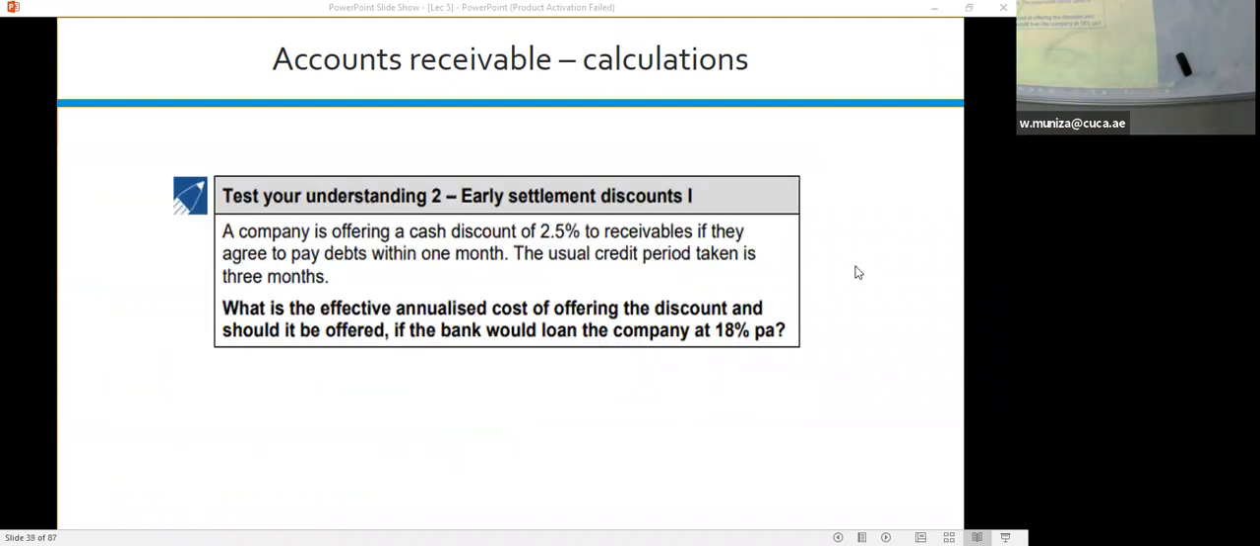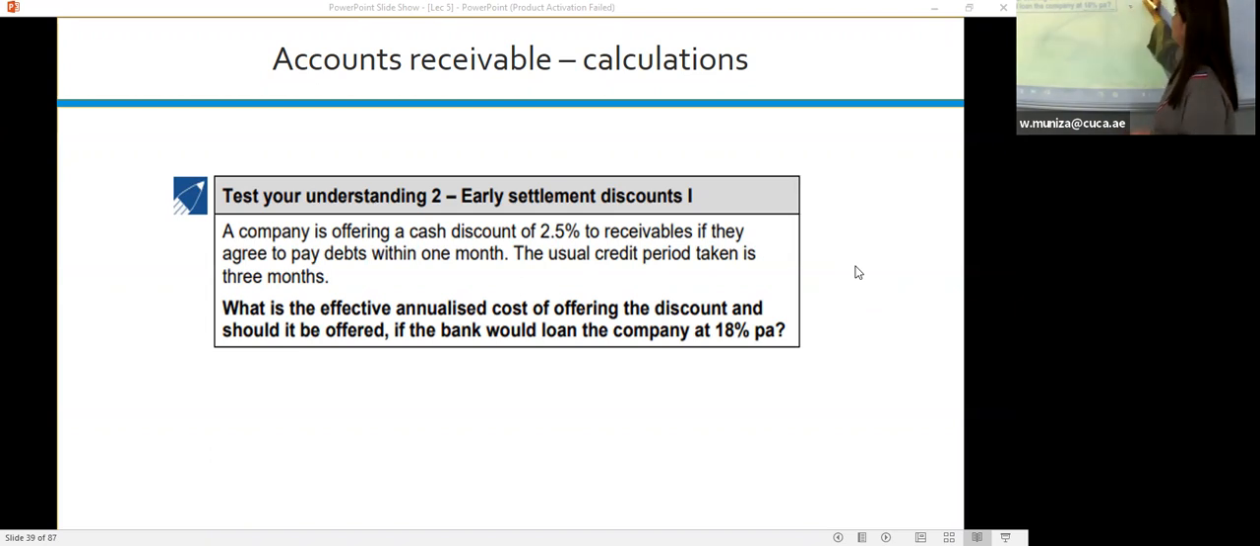Okay, now here is understanding number 2. What is the effective annualized cost of offering the discount, and should it be offered if the bank would loan the company at 18%? So the interest rate is 18%. The discount should be offered only if the annualized cost is lesser than this, otherwise not. So you have to calculate the cost of discount.